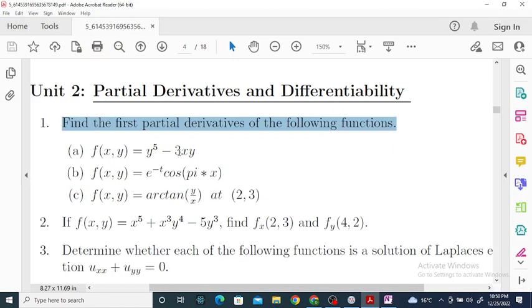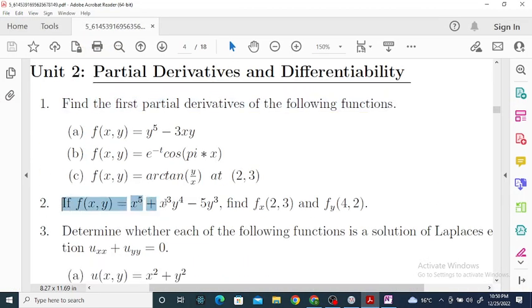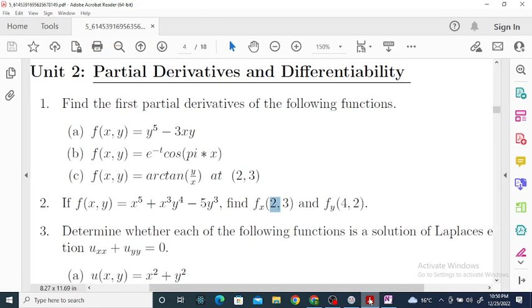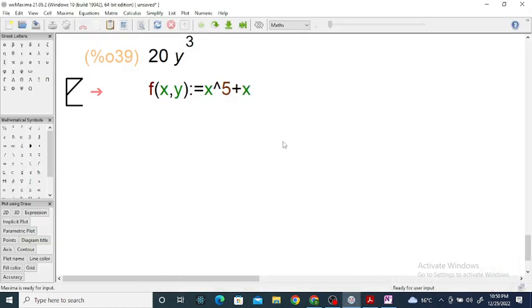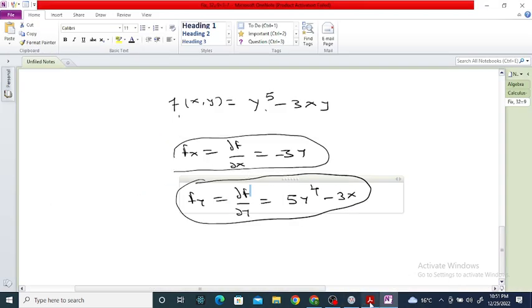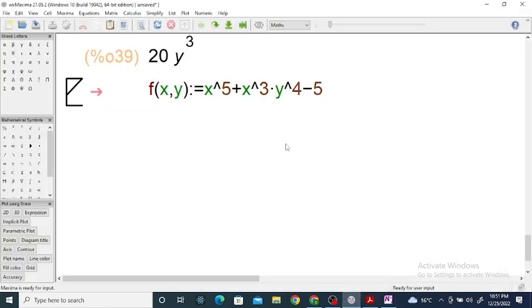So this way you can find a partial derivative. The next example: if f of xy is equal to this, then find f of x at 2, 3. We want to find the partial derivative of this function with respect to x, and then put x equal to 2 and y equal to 3. So again, write f of xy is equal to x raised to 5 plus x cube y raised to 4 minus 5 y cube.